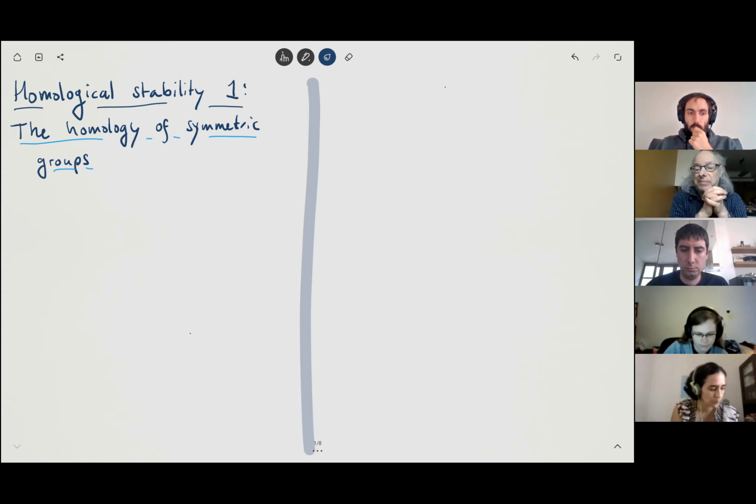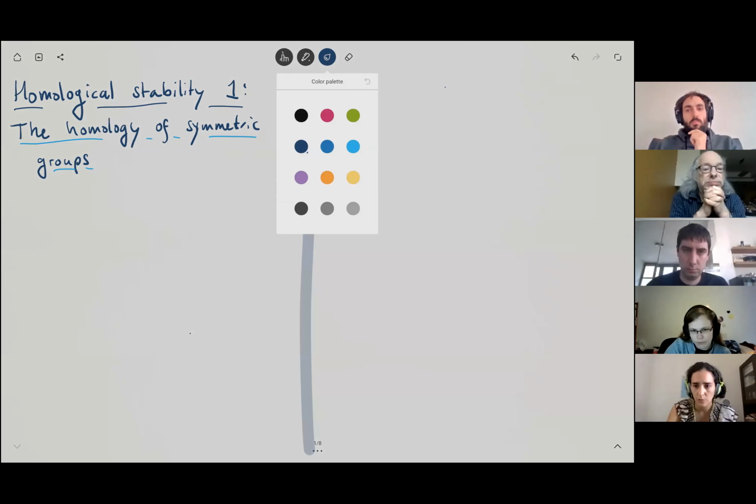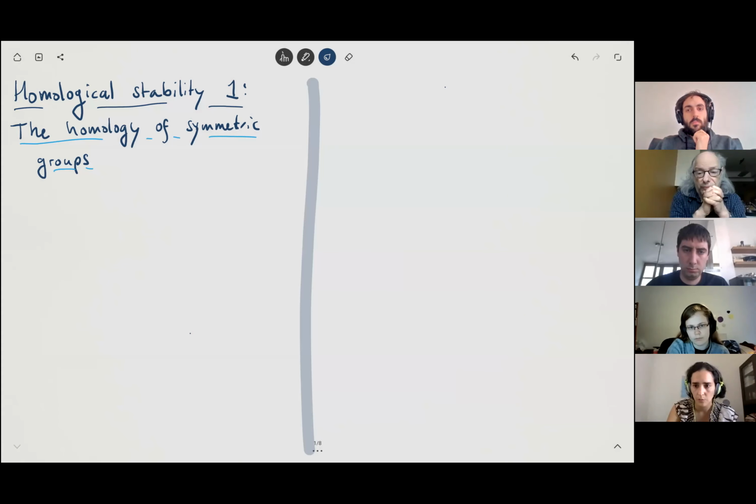Then I'll talk a bit about how one can generalize that argument to other sequences of groups. And only in the last lecture will I talk about more subtle stability phenomena like representation stability or secondary stability. So the goal is that you go away with a sense of how you might go about proving a homological stability result and what they might be useful for. So today the focus will be on the homology of symmetric groups.